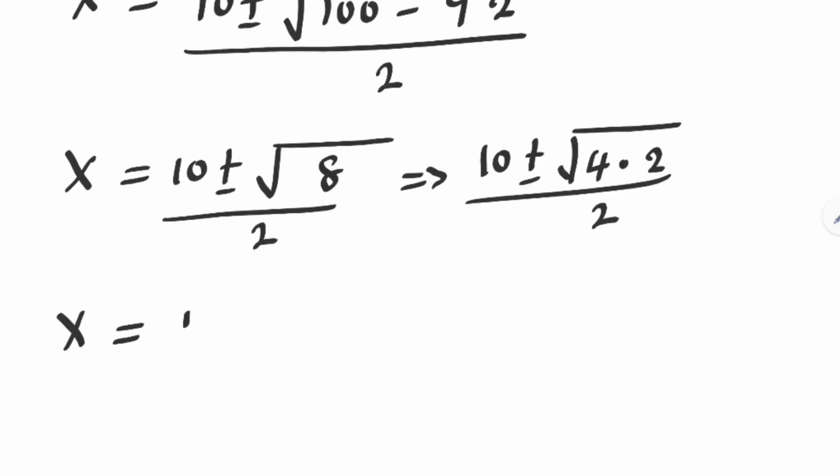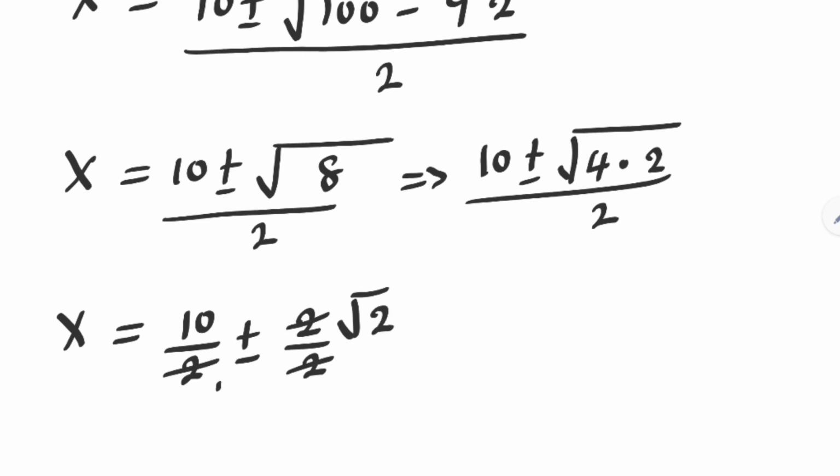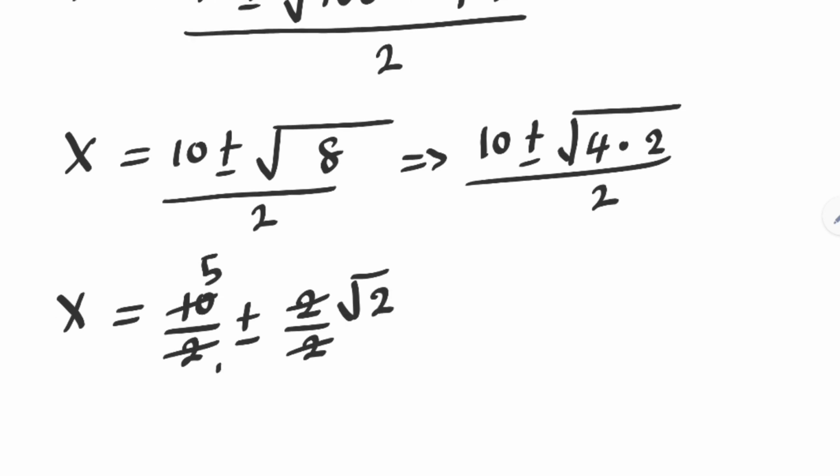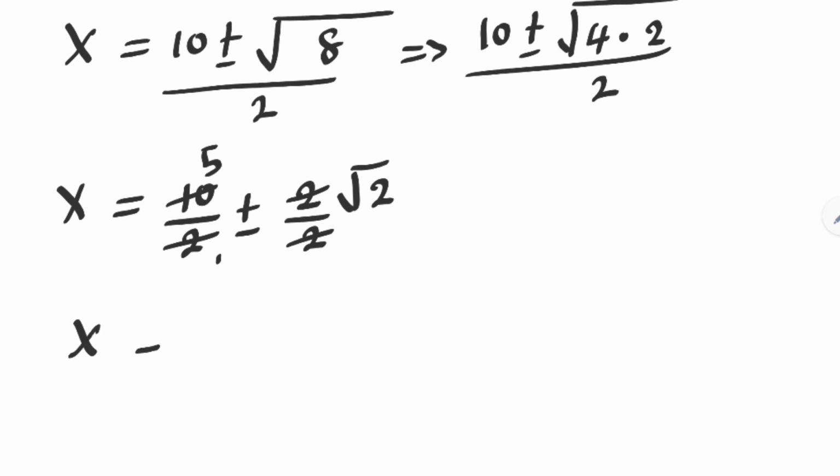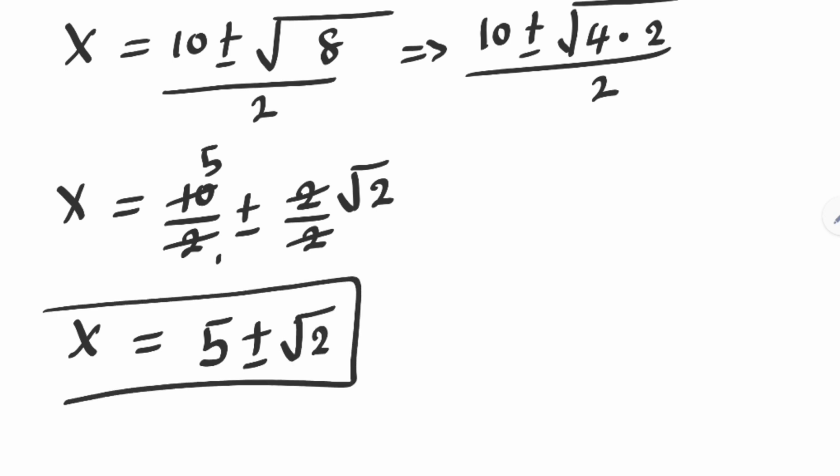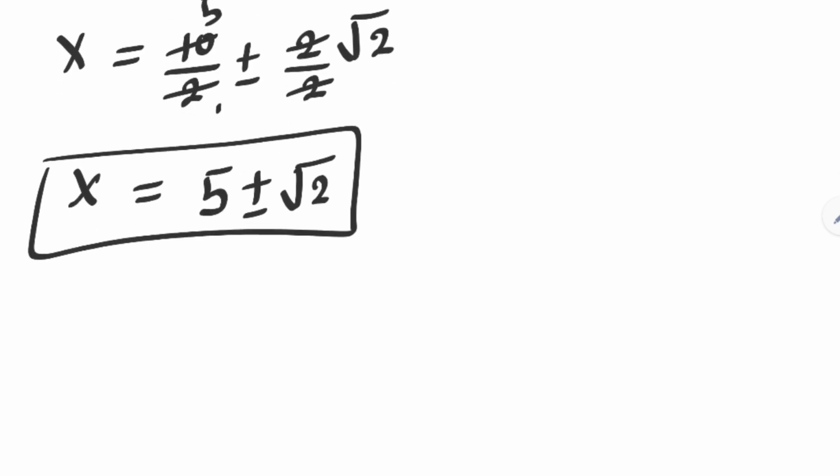x is equal to 10 divided by 2 plus or minus square root of 4, which is 2, divided by 2, then root 2. This cancels this. 2 here 1, 2 here 5. x is equal to 5 plus or minus square root of 2. This is the value of x. We've gotten the values of x. Let us solve for y.